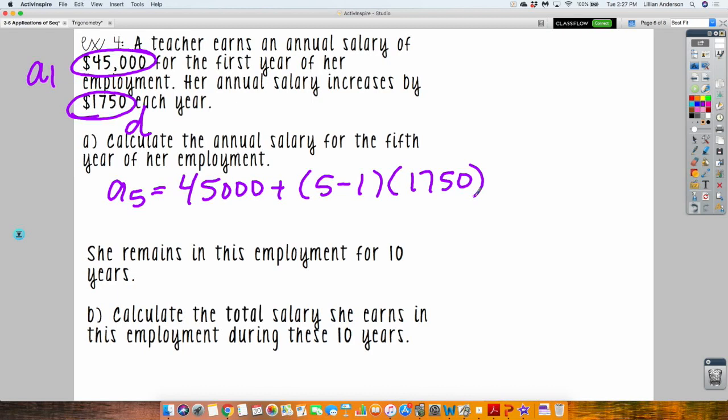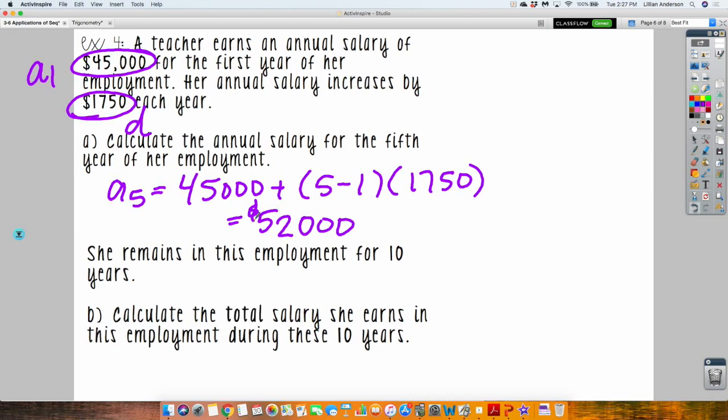And I plug everything in. My first term plus n minus 1 times d. So yes, that does turn to 4. I multiply 4 by 1750, and then I add 45,000. And in her 5th year, she's making how much? 52,000. This is not an accurate representation of teachers in Florida.